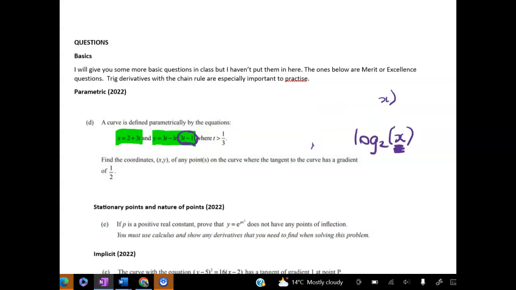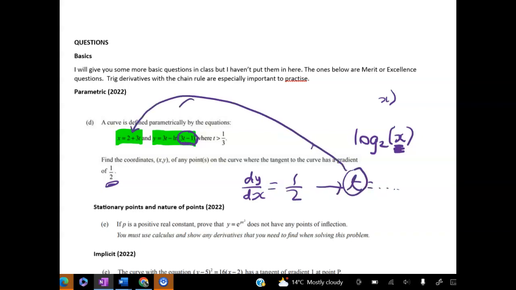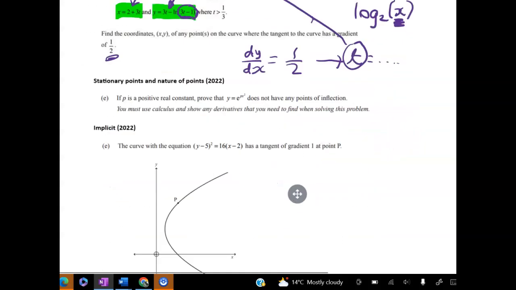And what we're asked to do here is to figure out whereabouts on the curve the tangent has got a gradient of 1/2. So we need to find dy by dx, and then we need to set that equal to 1/2 and solve, and that will give me a t value. And then we take that t value and we put it back into our 2 equations to get our x and y values. Okay, so I'll work through this one down here.